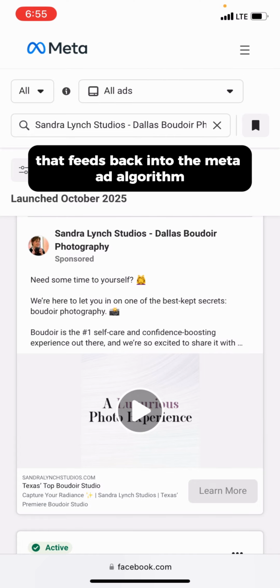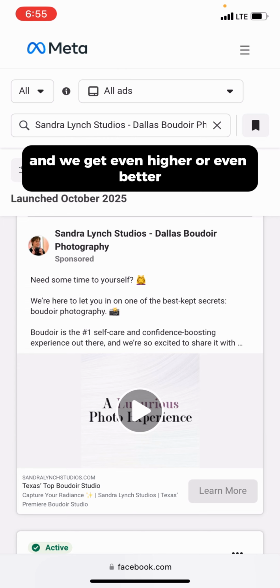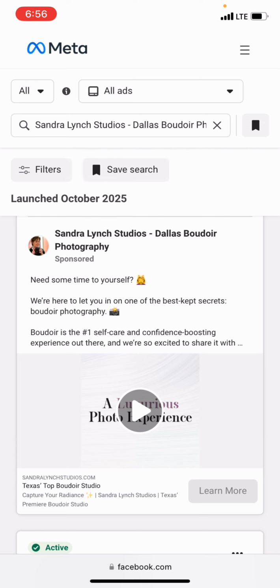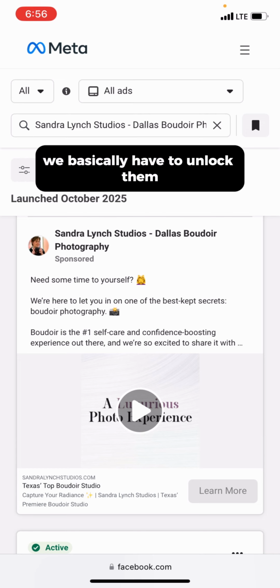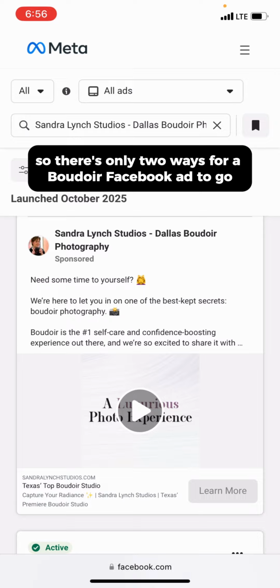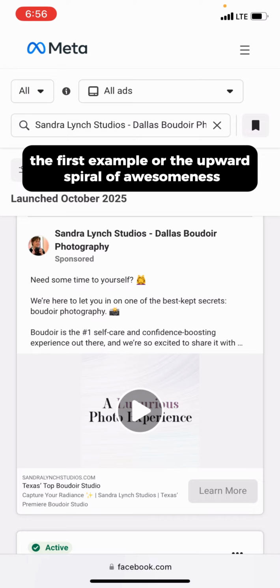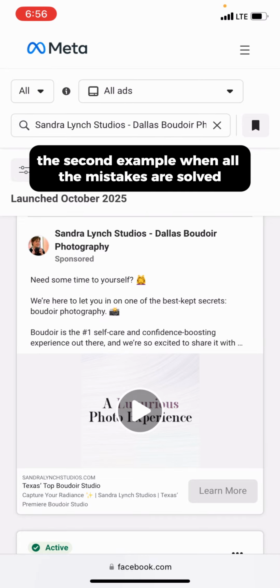And guess what? That feeds back into the Meta ad algorithm. And we get even better profiles in tranche 3 that convert at an even higher rate. So we basically have to unlock them. So there's only two ways for a Boudoir Facebook ad to go. It's either the downward spiral of despair, the first example, or the upward spiral of awesomeness, the second example, when all the mistakes are solved.